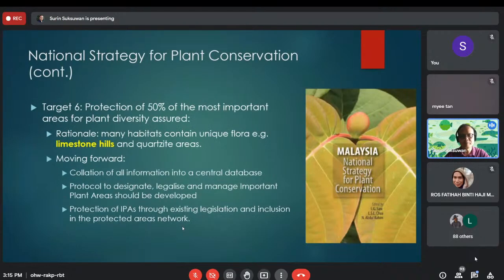So a little bit more on the National Strategy for Plant Conservation. There's also this target of having 50% of the most important plant areas protected. And as we've discussed earlier, limestone hills are definitely important plant areas because they harbor a lot of diversity and endemism as well.